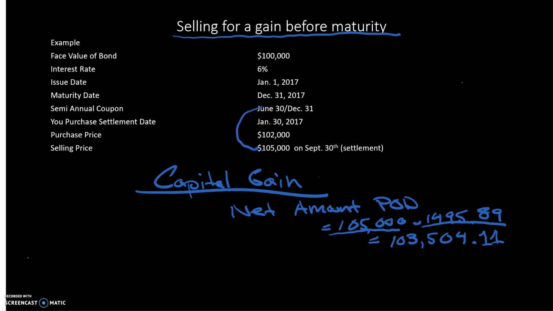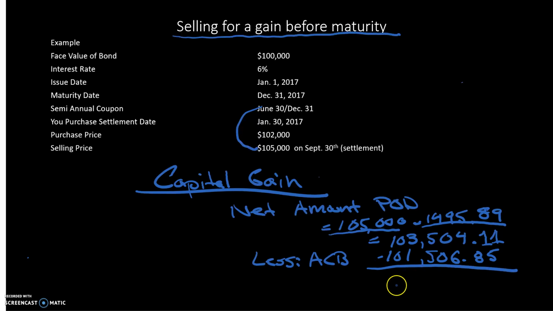We've already calculated the ACB, so we take less the ACB. From our previous calculation, we know that's going to be 101,506.85. So we subtract that, and that gives us a capital gain in this example of $1,997.26. So this was an example of selling a bond for a gain before maturity.